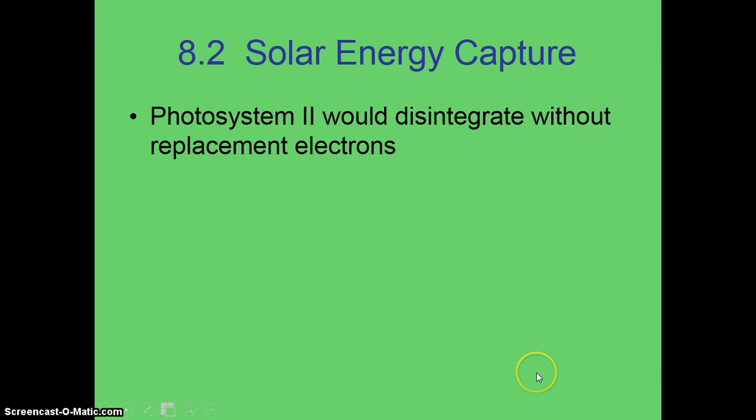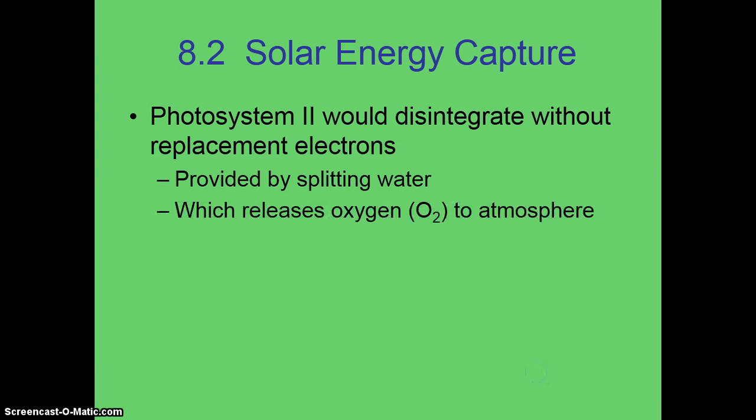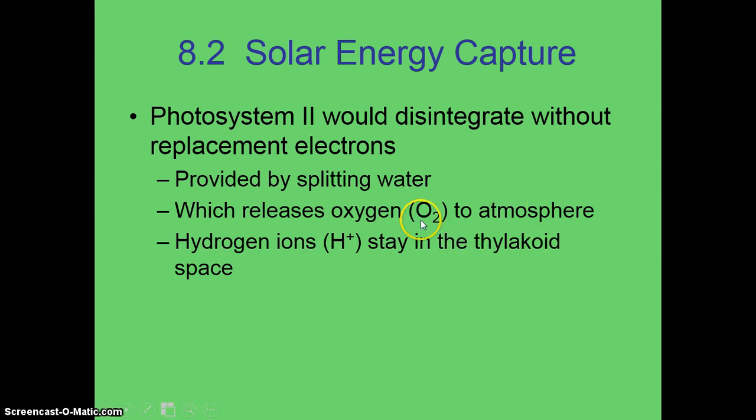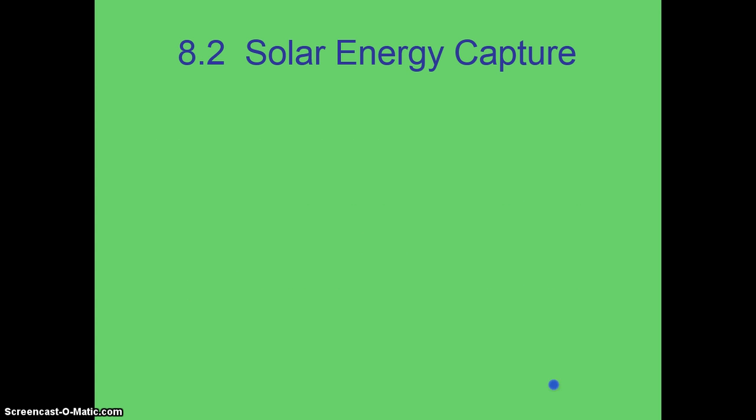Photosystem 2 would disintegrate without replacement electrons. That's why it's called non-cyclic. It has to have more put into it. It doesn't cycle. These are provided by splitting water, which releases oxygen to the atmosphere. There's one of our sources of oxygen from photosynthesis. Hydrogen ions stay in the thylakoid space, and they can start to form a concentration gradient or contribute to the concentration gradient that's there.